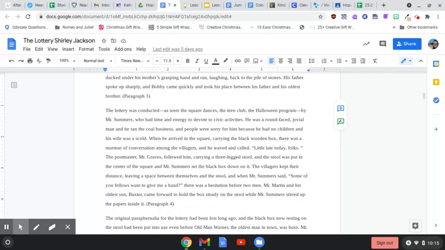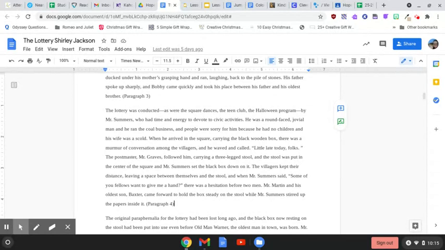The lottery was conducted, as were the square dances, the teen club, the Halloween program, by Mr. Summers, who had the time and energy to devote to civic activities. He was a round-faced, jovial man, and he ran the coal business, and people were sorry for him because he had no children and his wife was a scold.